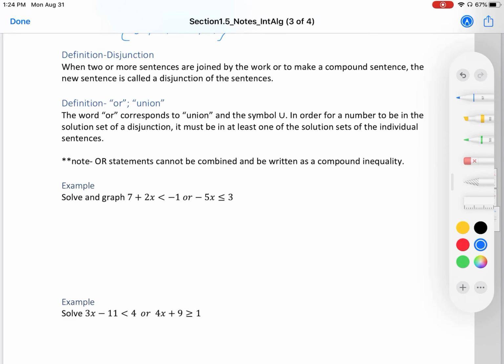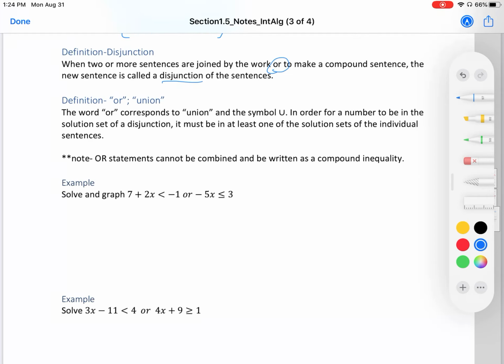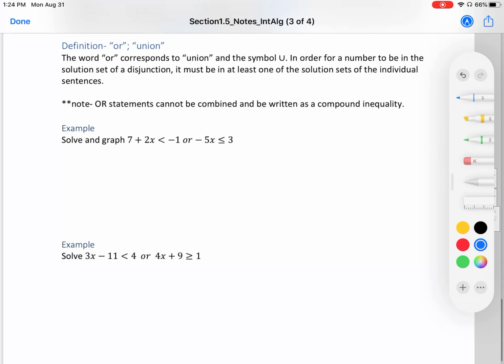Definition of disjunction. When two or more sentences are joined by the word or to make a compound sentence, the new sentence is called a disjunction. Definition of or union. The word or corresponds to union and the symbol U. In order for a number to be the solution set of a disjunction, it must be in at least one of the following sets of the interval sentences.